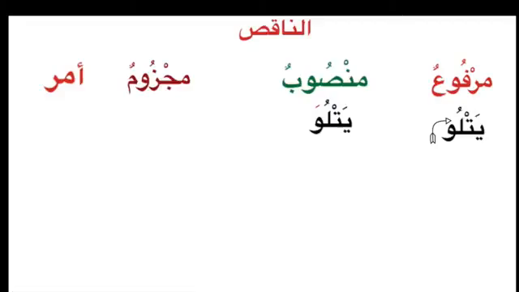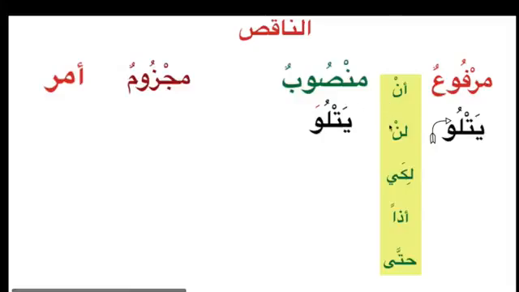Thing to remember. Again the same harf nasb here, an, lan, kay, idhan, hatta, when it comes with naqis, it will be an yatlu wa. So that is how the fa'al is made into mansoob.